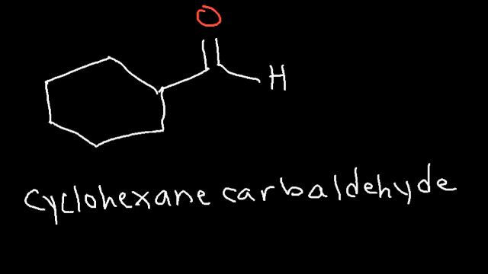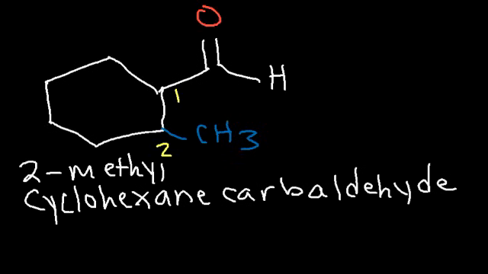So if that's cyclohexanecarbaldehyde, what happens if we add a methyl group to it? If you do that, this is going to be carbon 1, that's carbon 2. So now it's called 2-methylcyclohexanecarbaldehyde.